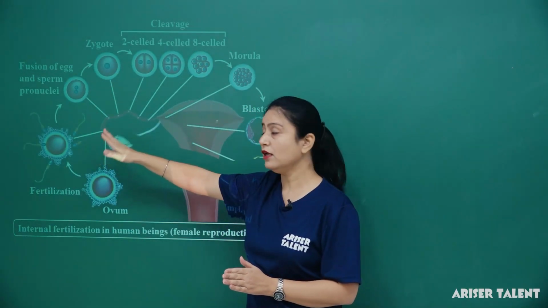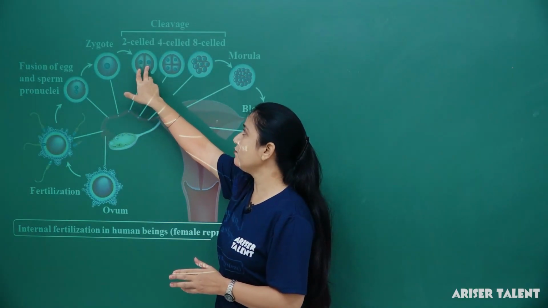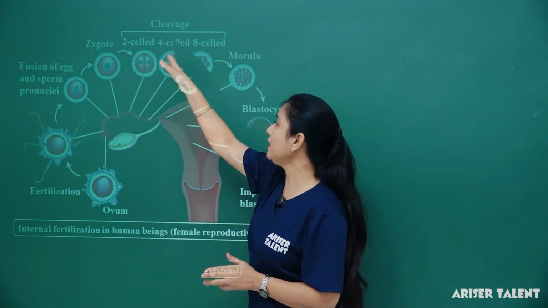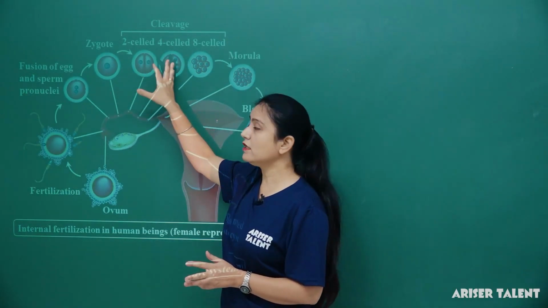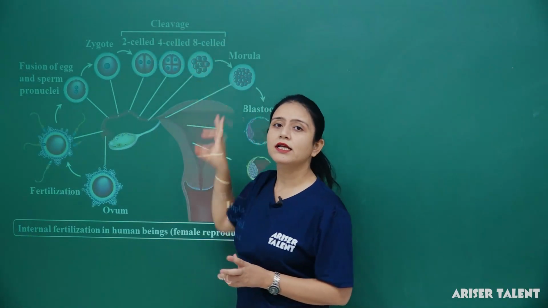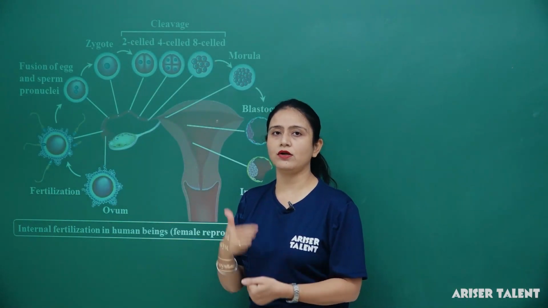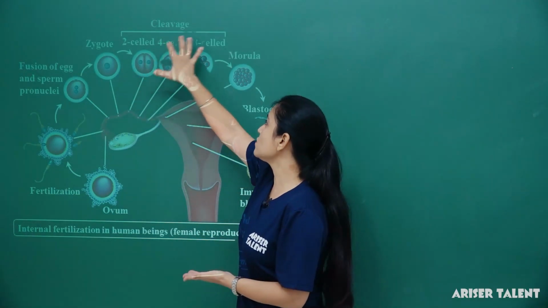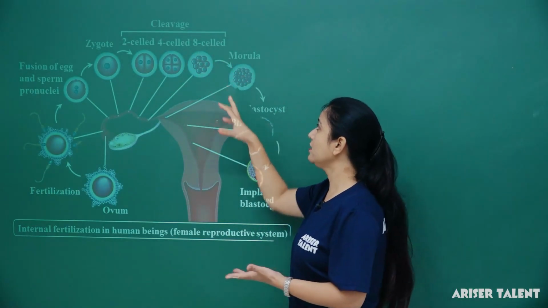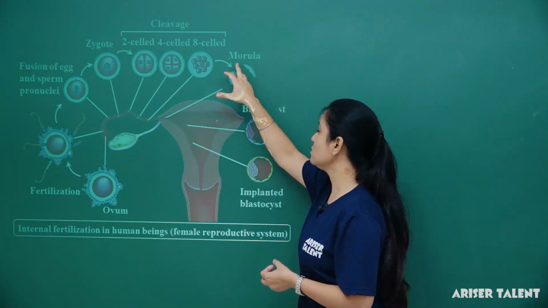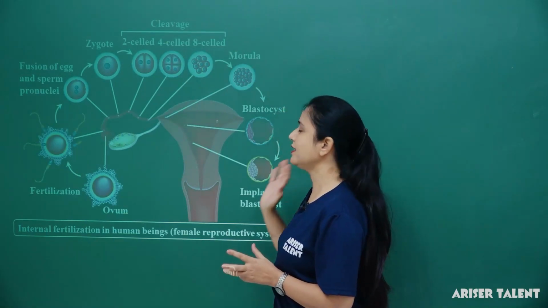After fertilization, this zygote cell divides again. It divides and forms two cells. Then again it divides and forms four cells, again divides and forms eight cells. This division continues, and this stage is known as cleavage. When the zygote forms and the cells inside the zygote divide continuously, this stage is known as cleavage. After cleavage, when this contains n number of cells, this stage is known as morula. And after the morula stage, blastocysts are formed.